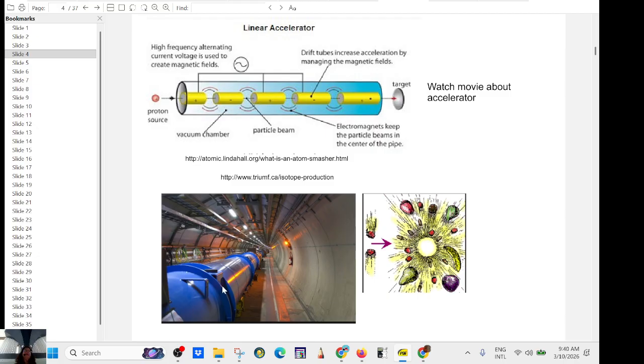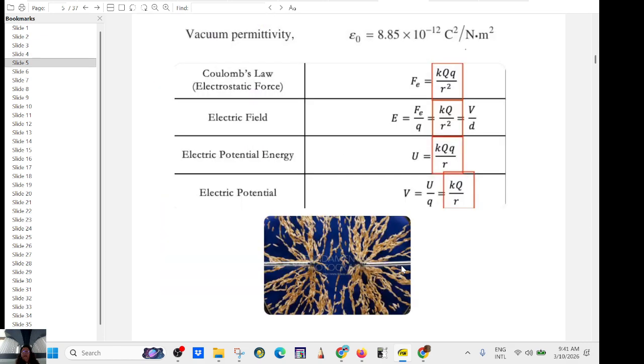Used in linear accelerators. That used to be linear. Now they make it curved with a magnetic field. You can accelerate particles and smash them together and you have new stuff, new subparticles.